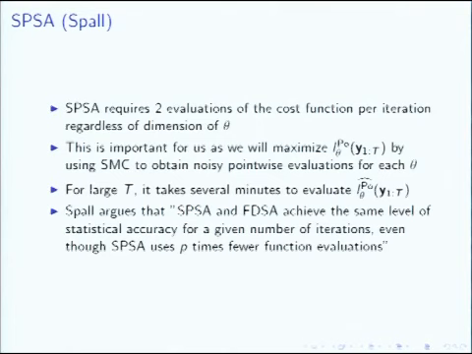And obviously, by using Spall's method, you're not really moving in the direction of steepest descent. But he argues, and I've not gone through his argument or his proof, that it achieves the same statistical accuracy for a given number of iterations, even though you use p times fewer evaluations of the cost function. So, something I've not verified myself. I'm just echoing what he's saying.